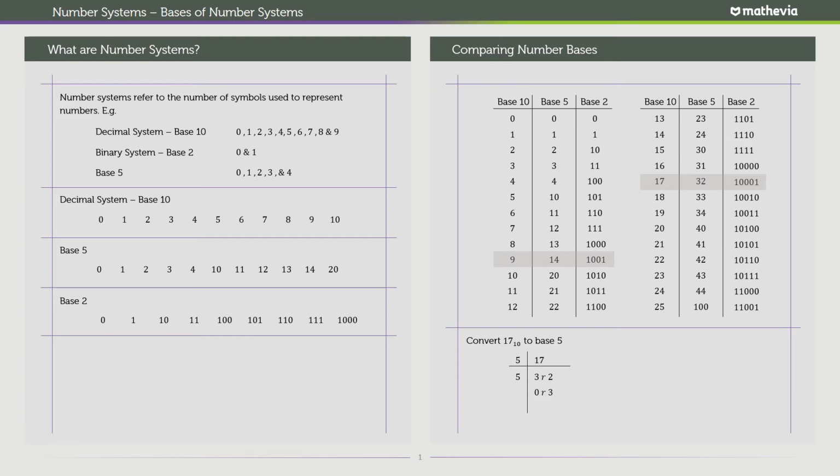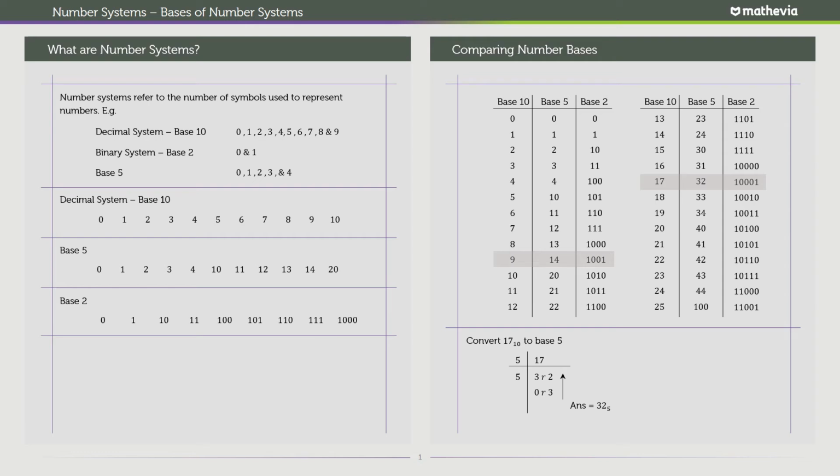Then you look at the remainders and read them from the bottom to the top. What you have is 3, 2, 32. If you look back at our table, you find that 17 in base 10 is 32 in base 5, and this is how we write it: 32 base 5.